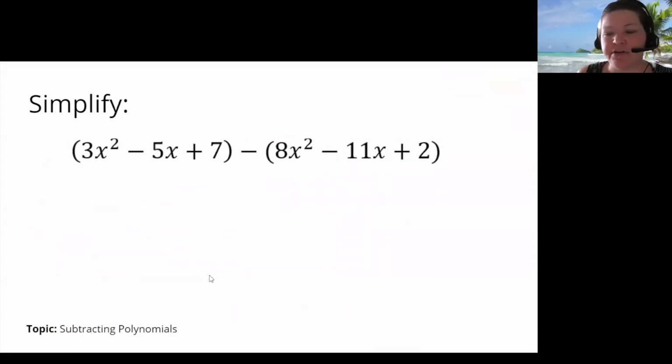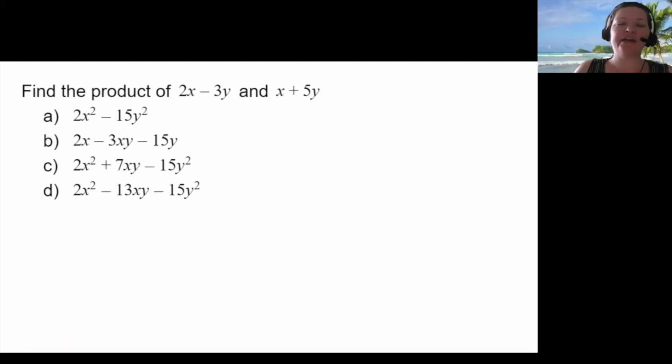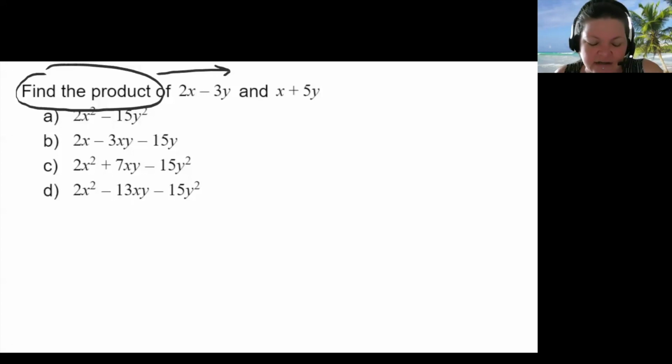The topic here is subtracting polynomials, and yeah, it puts together a lot of skills, including the skills of distributing and the skills of combining like terms. Find the product of 2x minus 3y and x plus 5y. Guys, what are they asking me to do or to find here? Multiply. Yes, find the product means, as Stephen pointed out, to multiply these two things.